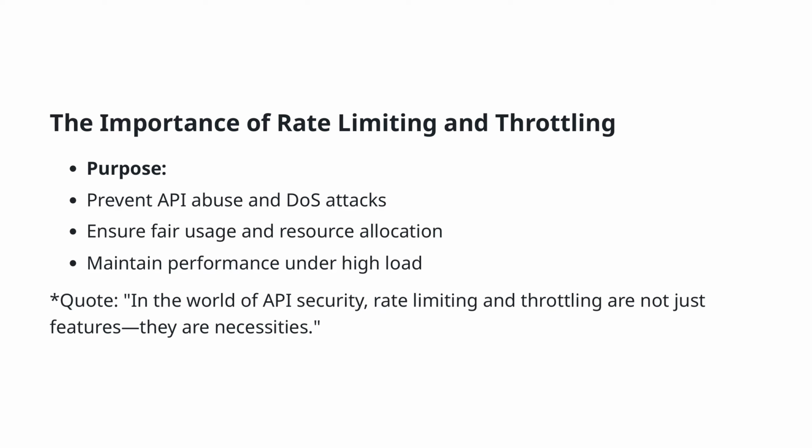This way, every user gets a fair share of the system's resources, maintaining equity and preventing any single user from monopolizing the service. Finally, these mechanisms are crucial for maintaining performance under high load conditions. By efficiently managing incoming requests, your system can sustain its performance levels even when demand spikes unexpectedly. As a quote aptly puts it, "In the world of API security, rate limiting and throttling are not just features, they are necessities." These practices are essential for the robustness and reliability of your API services.